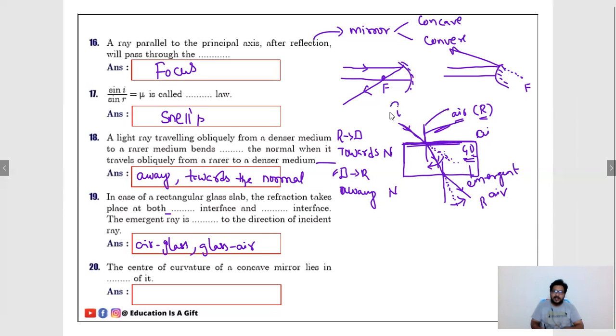You see this one is incident, right? So if you draw incident like this, we can get the emergent ray like this. You can observe both incident ray and emergent ray are parallel to each other. Ray is parallel, you can write.